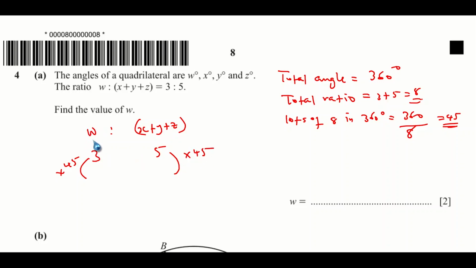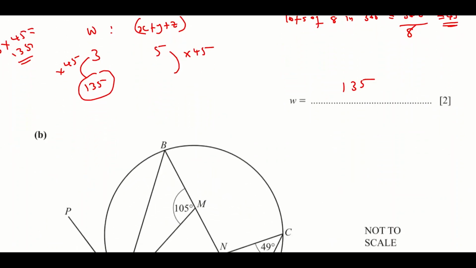Since we need the value of w, we just need 45 times 3. So that will be 135. That is 3 times 45, equals 135. So that is what I did there. So 135. Okay, the next one will be part B.